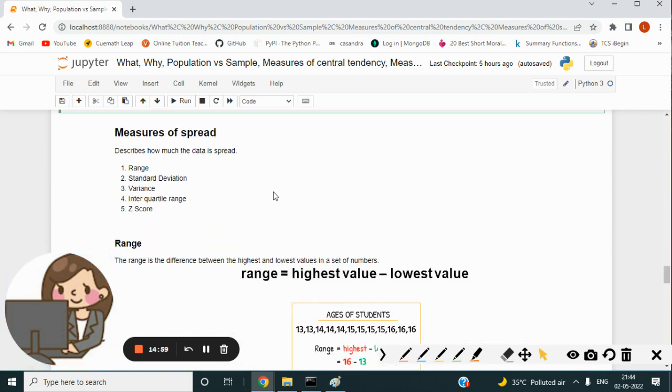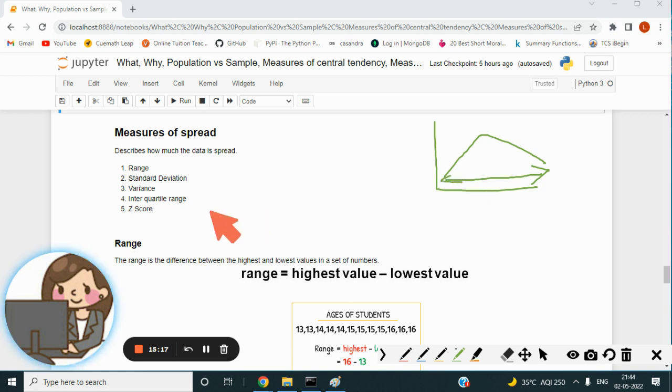Now let us see the measures of spread, that is, measures of dispersion, which tell us how much the data is dispersed. Suppose we have a distribution like this. That is what we can know from this: how much the data is dispersed.